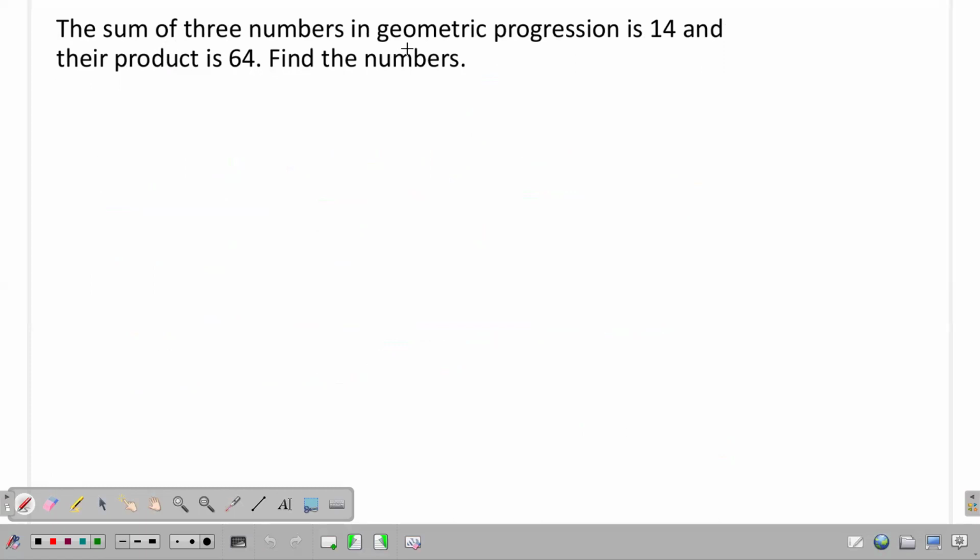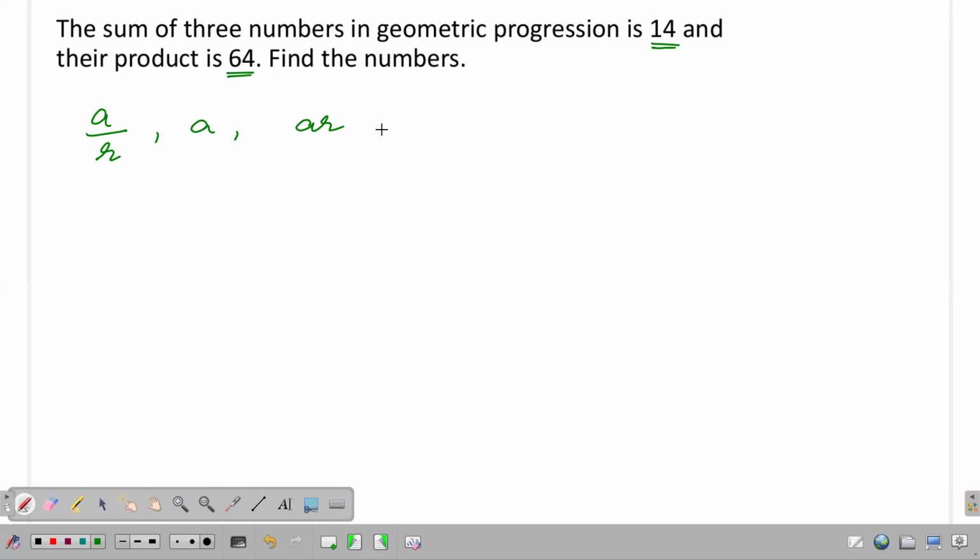Sum of three numbers in geometric progression is given as 14. The product is given as 64. You are asked to find the numbers. So let the numbers in GP be A by R, A, AR.